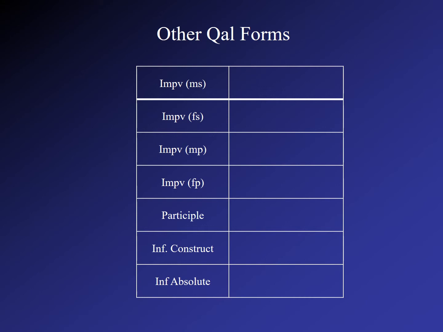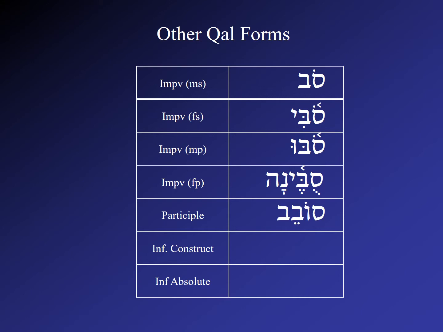Alright, other cal forms to know. First is the imperative. The imperative forms from the cal prefix 1. So we just drop the prefix. So tasov becomes sov, sobi, sobu, subena. Those are just prefix forms with their prefix dropped. So these are the imperatives of geminates. The participle, sovave, can be written fully as it is here or defectively. Infinitive construct is sov, and the infinitive absolute savov. So that is the cal of geminates.